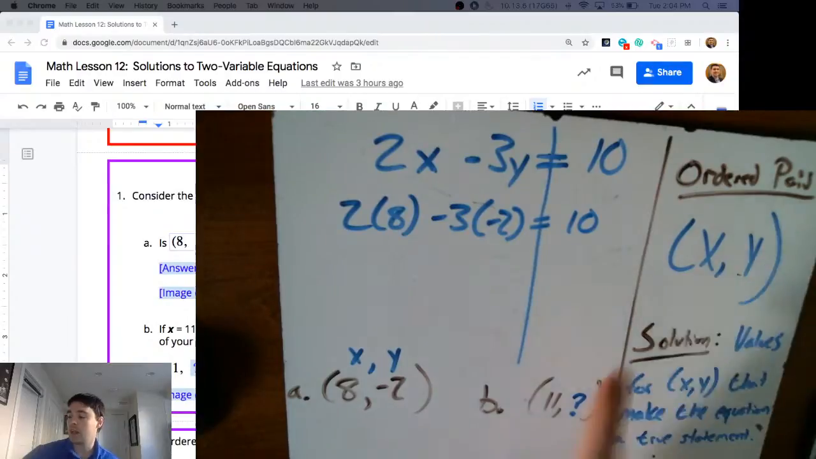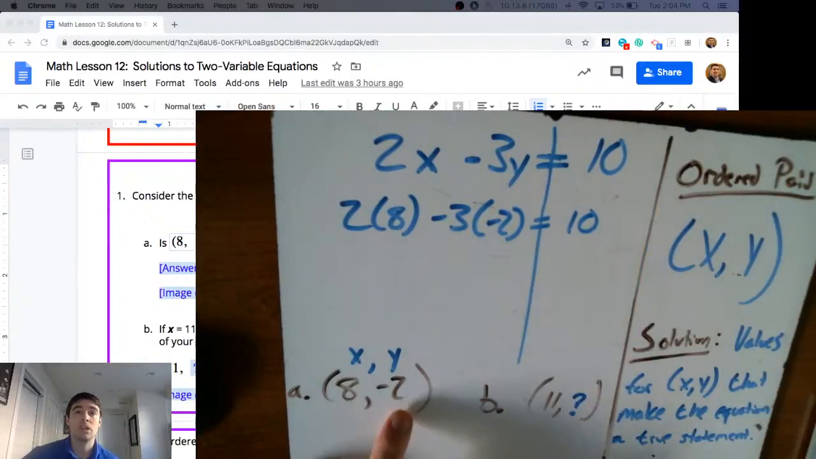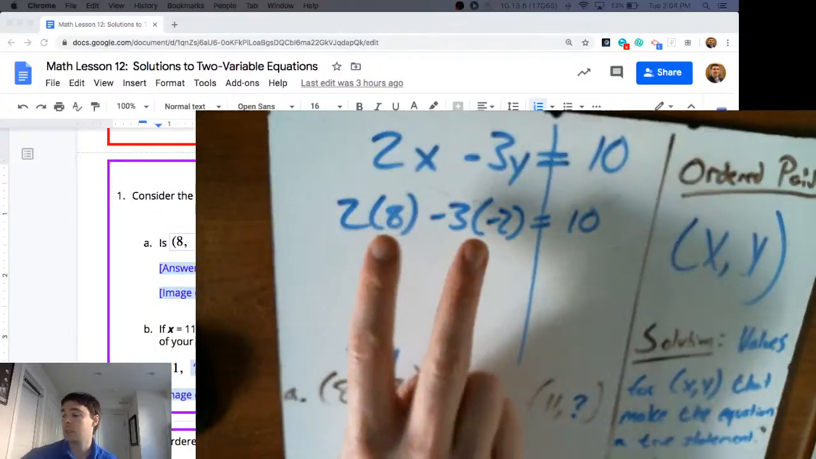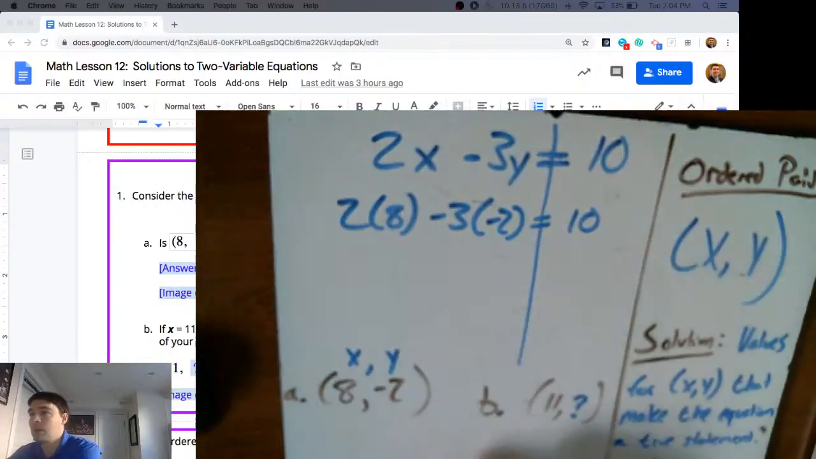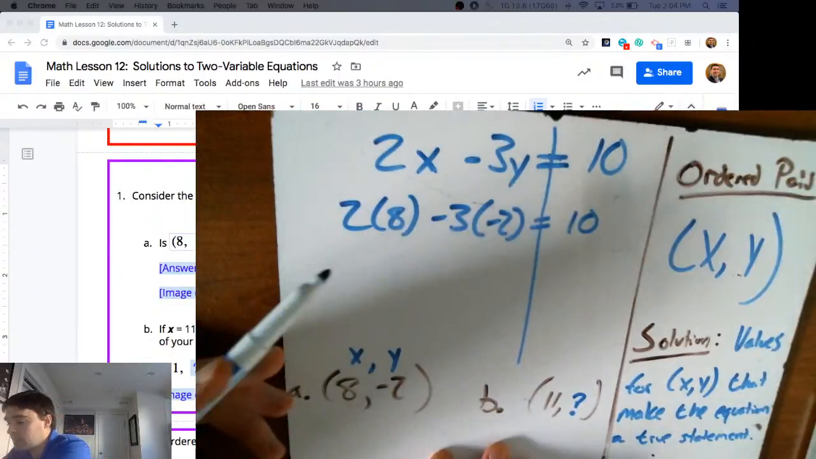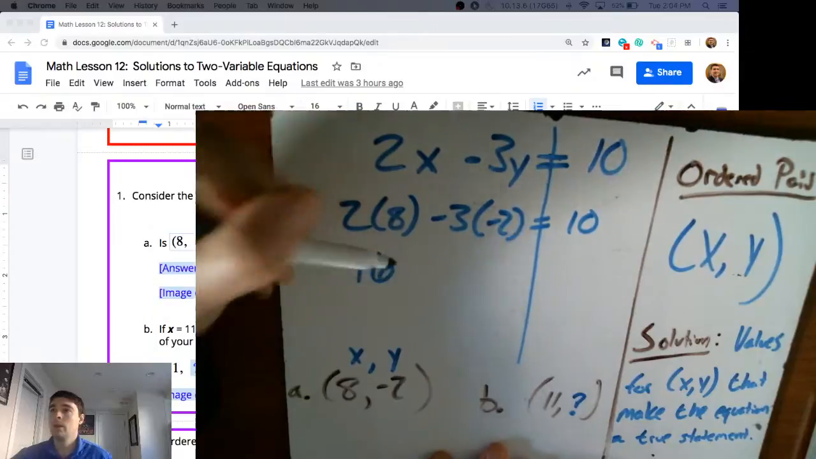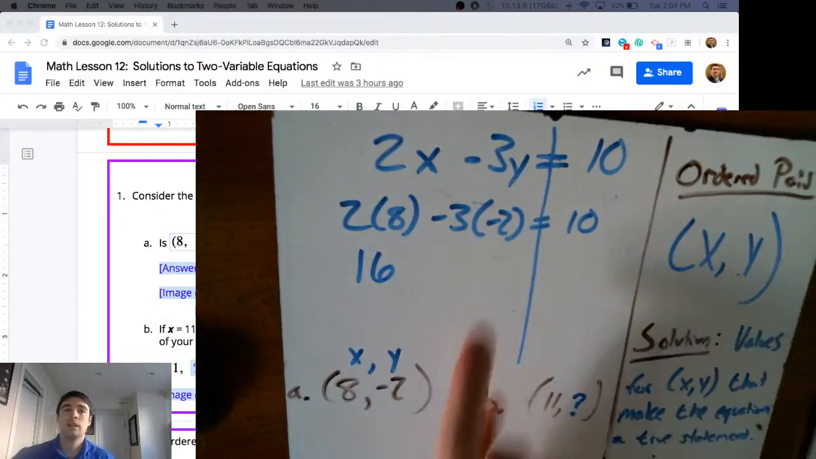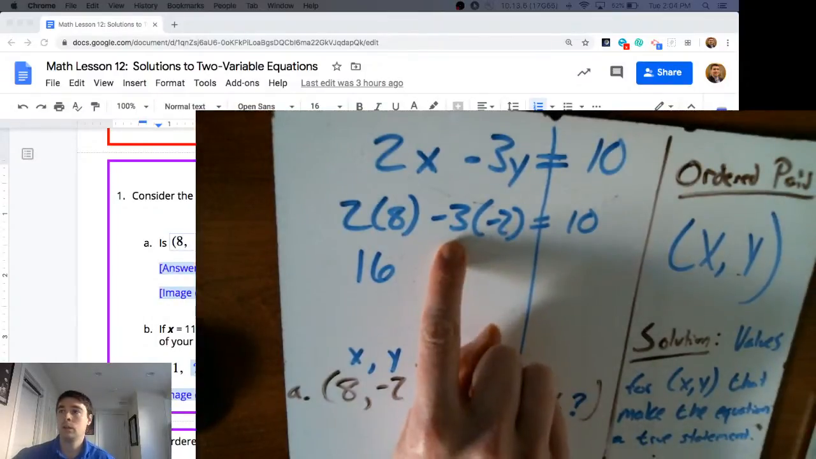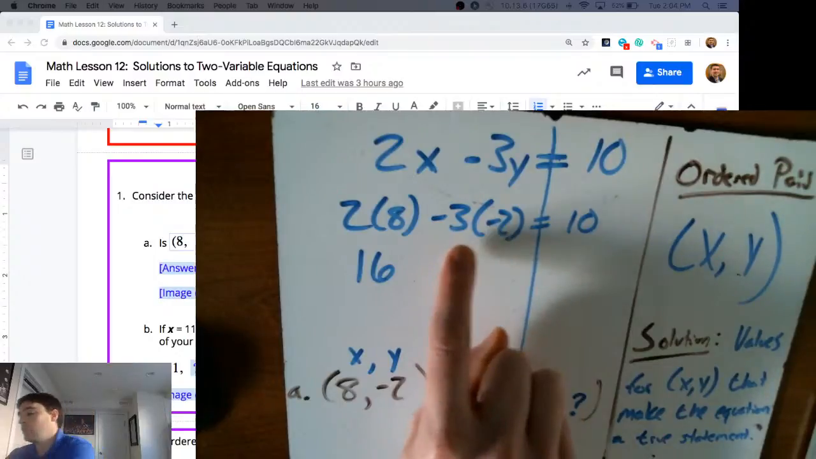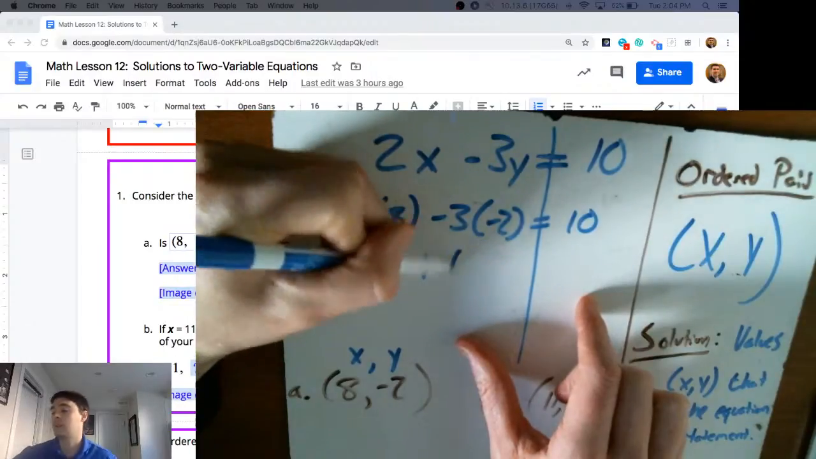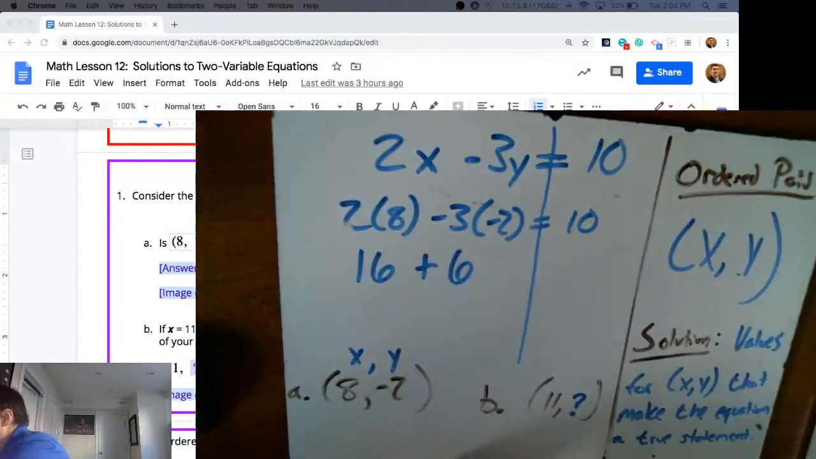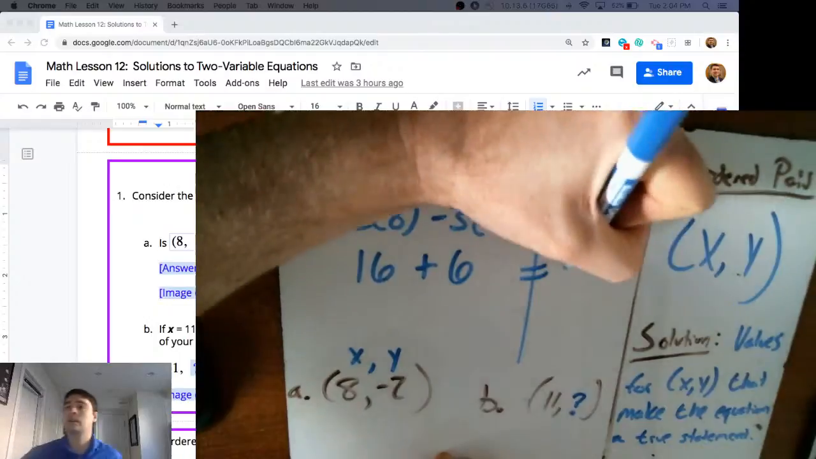So if 8 and negative 2 really is a solution here, when we do out the math on the left side of this equation, we should be getting 10 equals 10. It should work in this equation. 2 times 8 gives us positive 16. And negative 3 times negative 2, a negative multiplied with a negative creates a positive. So that gives us a positive 6. And if that's the solution, 16 plus 6 needs to equal 10.